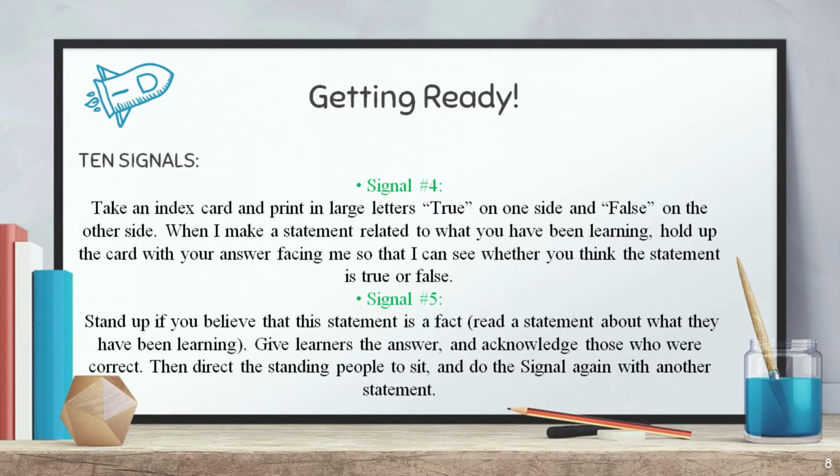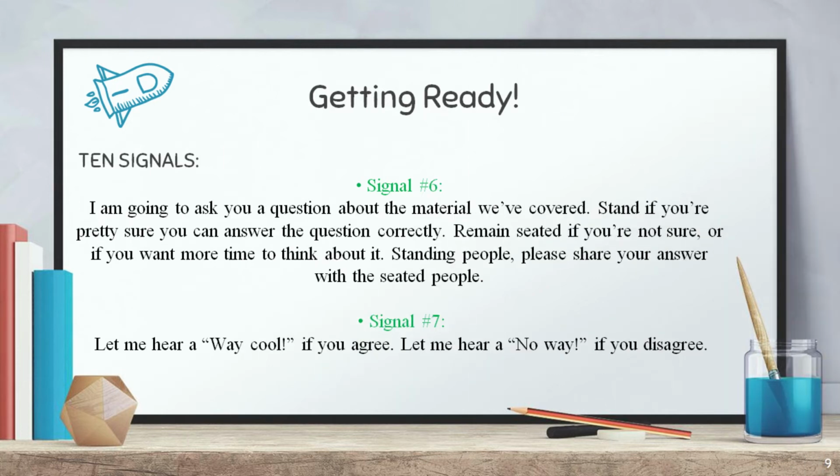Signal number 5. Stand up if you believe that this statement is a fact. Read a statement about what they have been learning. Give learners the answer and acknowledge those who were correct. Then direct the standing people to sit and do the signal again with another statement. Signal number 6. I am going to ask you a question about the material we've covered. Stand if you're pretty sure you can answer the question correctly.